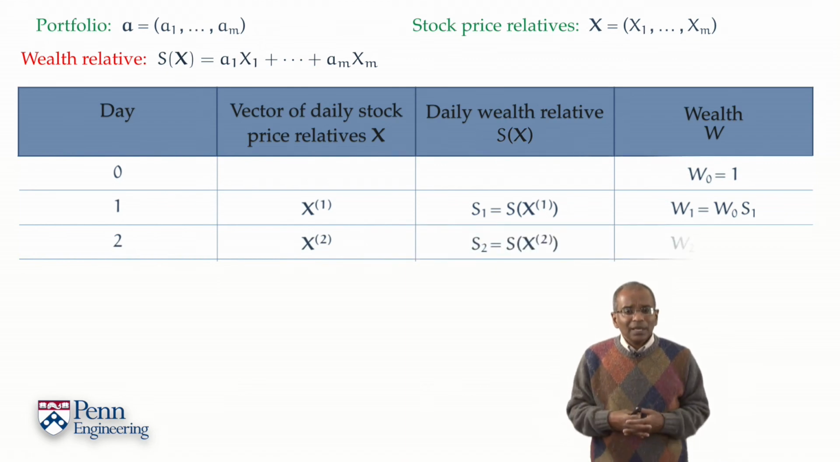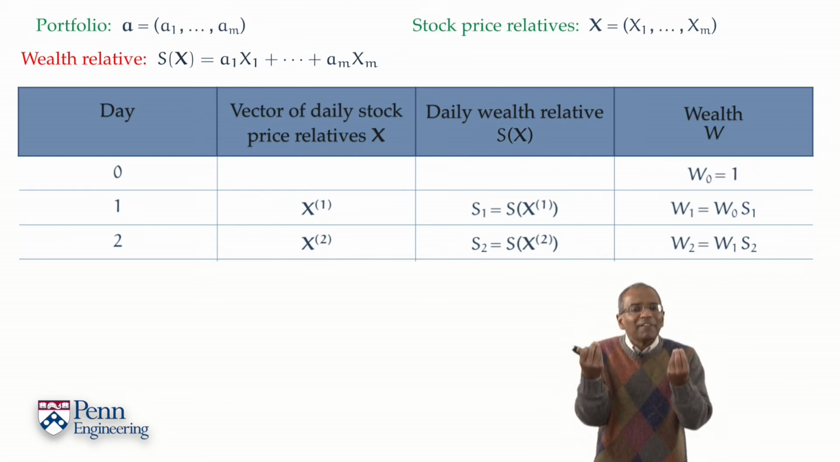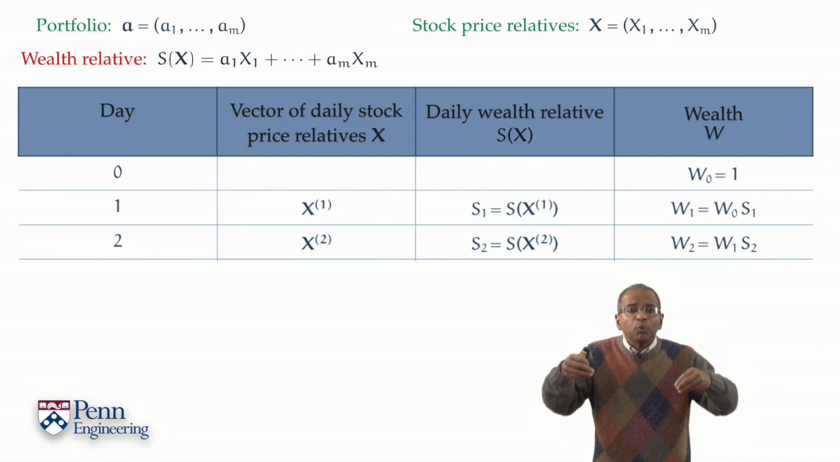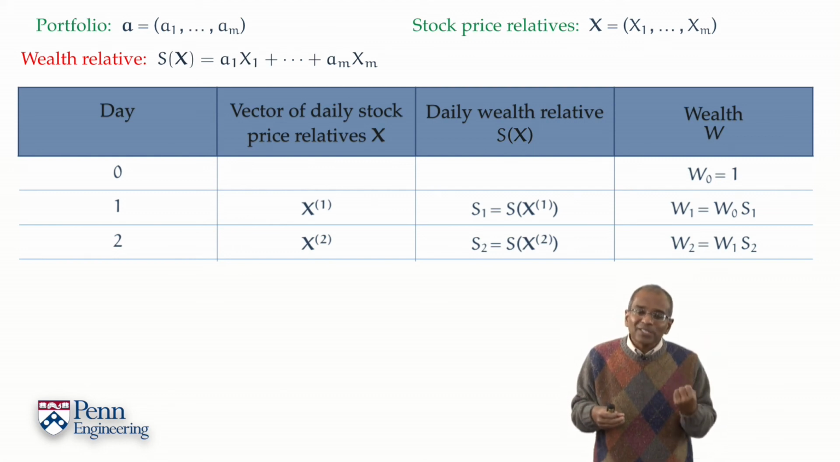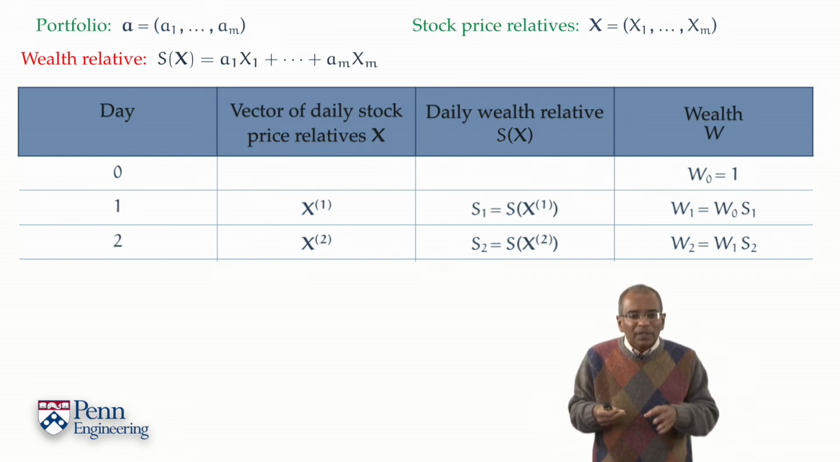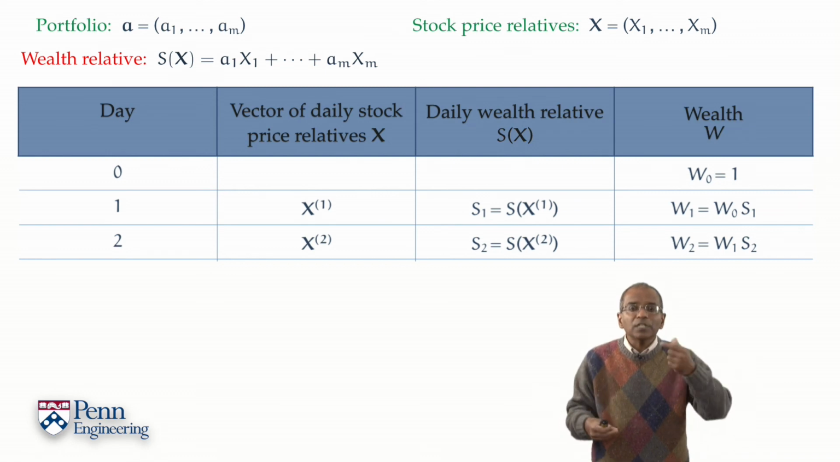Now let's see what happens. Day 2 is governed by another set of chance occurrences. It gives rise to a vector of stock relatives, call it X, with a superscript 2 now to tell ourselves we're dealing with stock price relatives for day 2. The wealth relative over the course of the day, how much proportionately has wealth increased or decreased over that day, is of course S of X2. It's a weighted sum of the stock price relatives for day 2. Give it a short and compact name, call it S2.